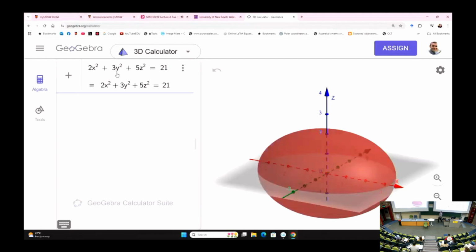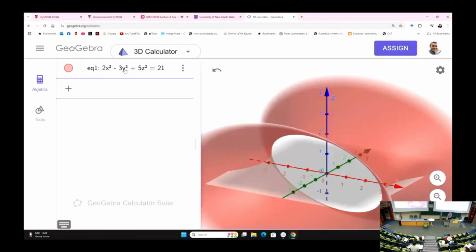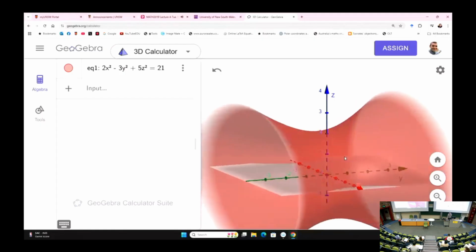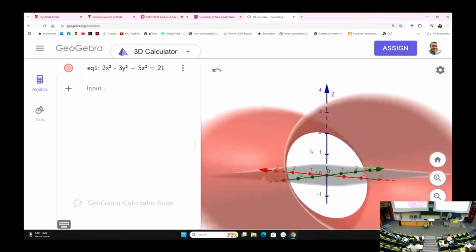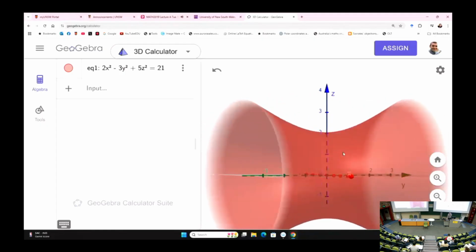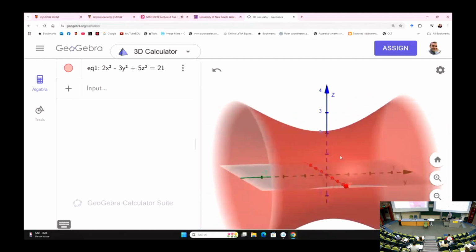Okay, so the coefficients on all the squares are positive. And if we change the sign on some of them, then the surface changes as well. Okay? So let's change one and see what happens. Boom. Yeah, it is a bit like a yo-yo, right?